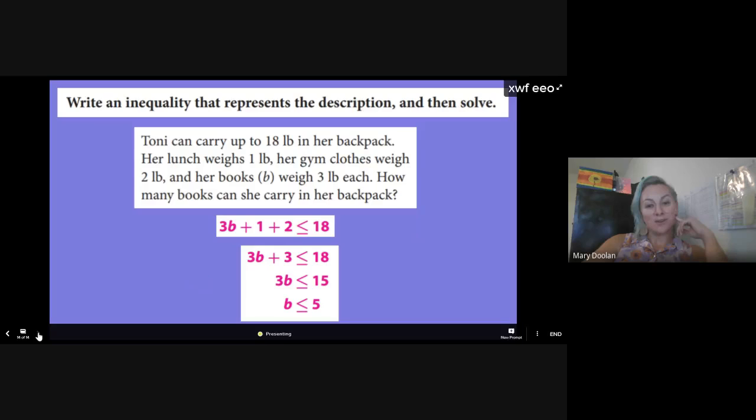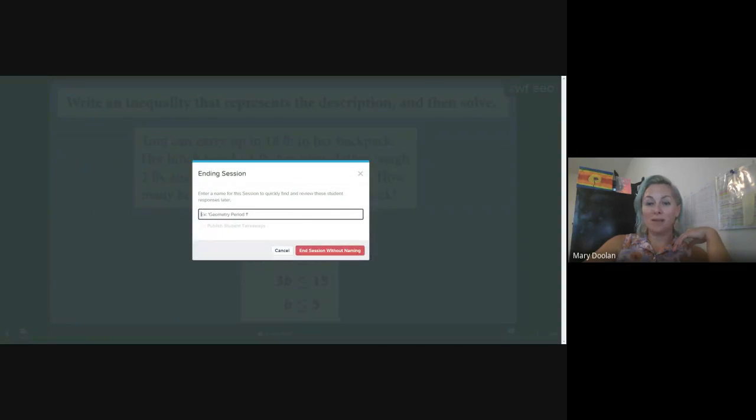This is the end of the notes. We're going to go into Delta Math next, and we're going to practice solving some inequalities in there. Okay, so go ahead and you can close your Pear Deck tab, and you're going to go back to your week at a glance, and you're going to go to Delta Math and find your assignment.